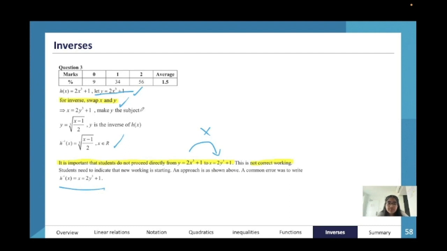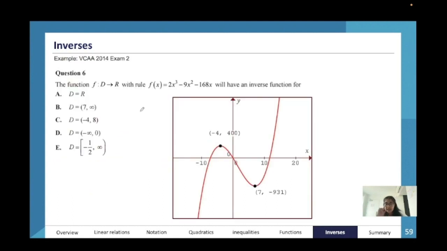Okay, so that's basically the process of finding inverses, and it's pretty much the same for every graph. Let's do another example. This is from a VCAA exam, exam 2 from 2014. You've got a function, and they don't give the graph, but it's a good idea for you to draw the graph yourself. It's just more convenient. And it will have an inverse function for what values of d? Basically, what domain will give an inverse function for this.